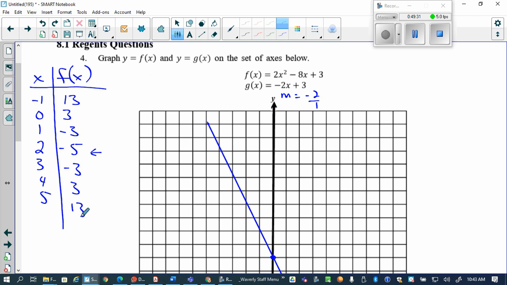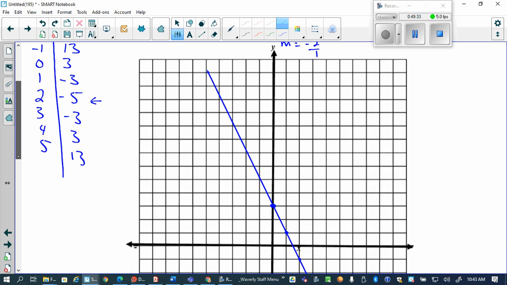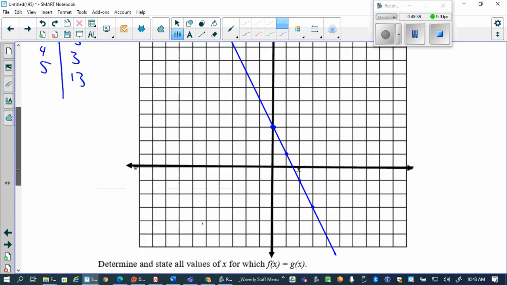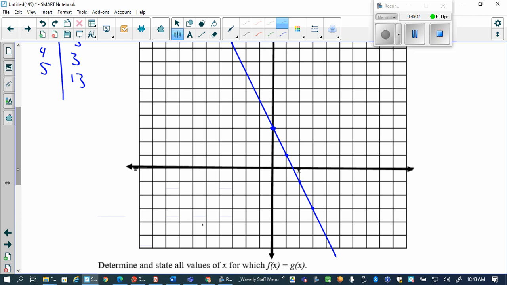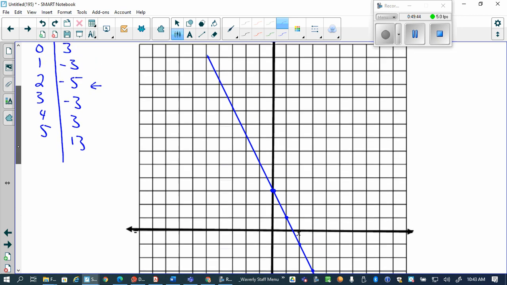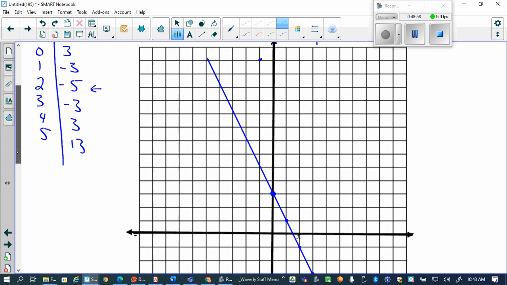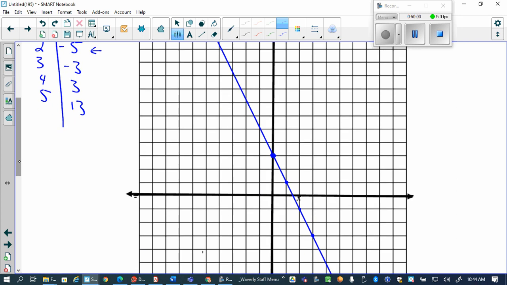Okay? So let's go plot our points. You don't have to copy them from up here because it's in your calculator. So we want -1, 13. And then 0, 3. Oh, it looks like we found a point already, right? 3. And then 1, -3.